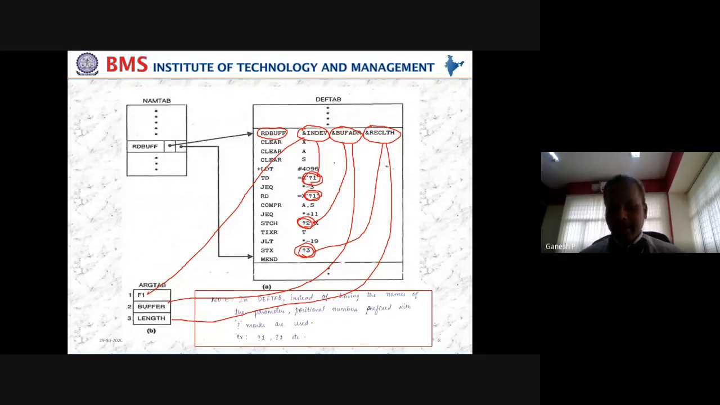That is the idea. Okay, so this is how the data structures for the macro processor are considered. One is the definition table, the other one is the name table, and the third one is the argument table. Is it clear? Any confusion, doubts here as far as the data structures are concerned?